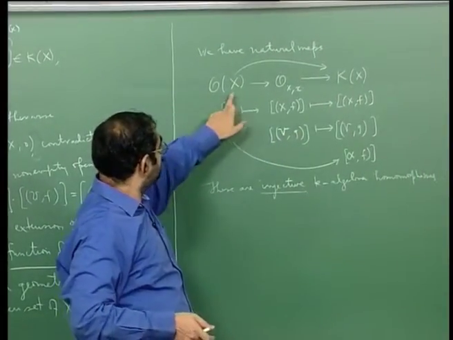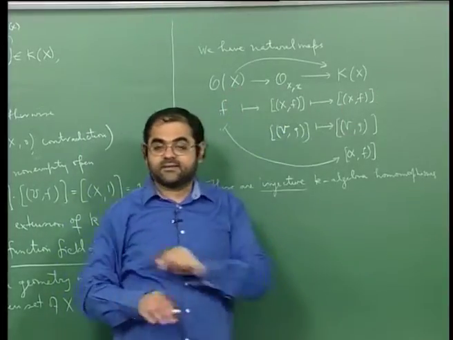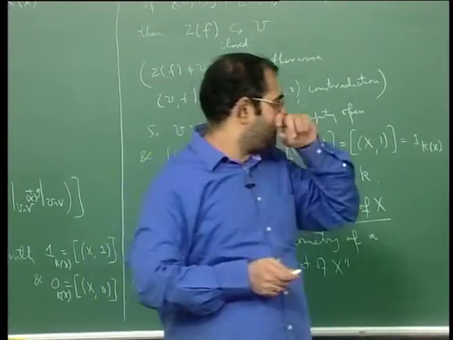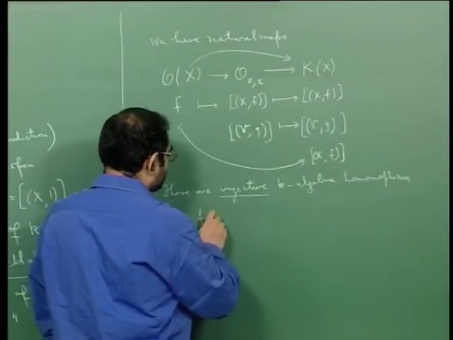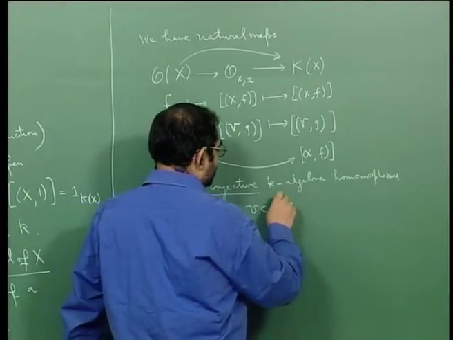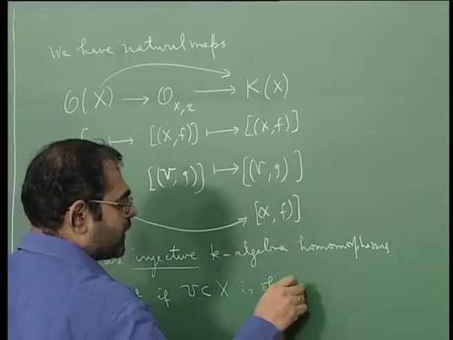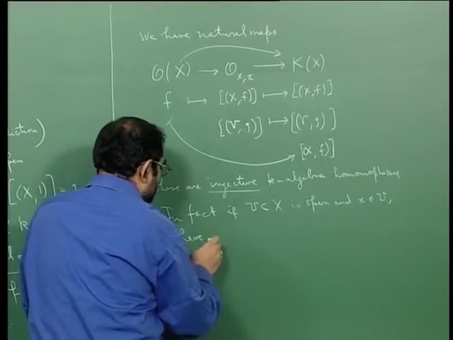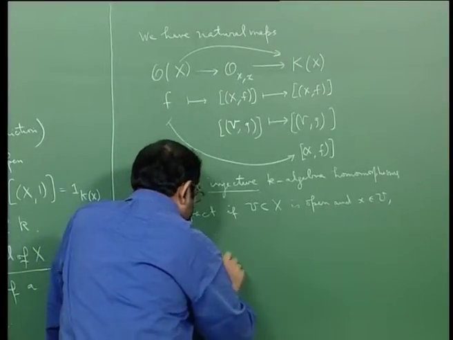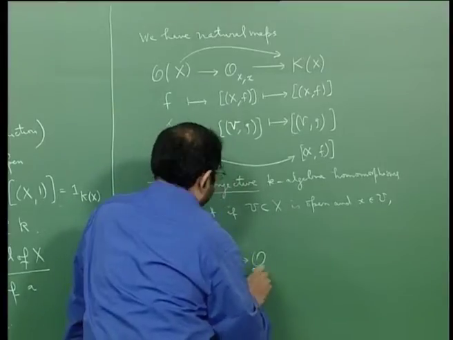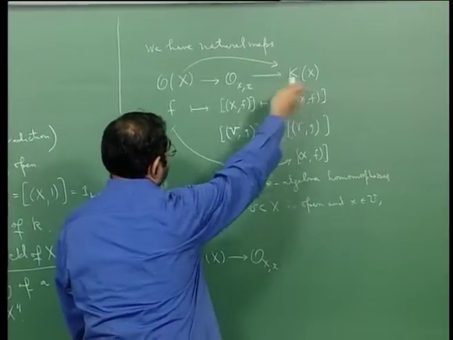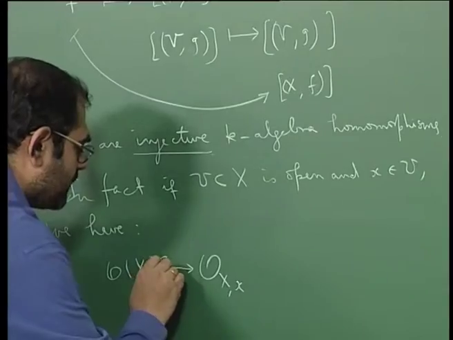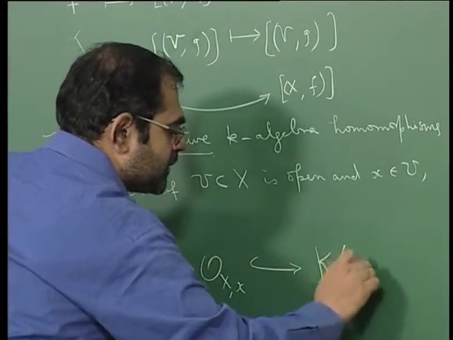Now what I want you to understand is that in all these things nothing will change if I replace X by an open subset U. In fact, if U is an open subset of X and small x is in U, then we have a commutative diagram, we have equalities. At the level of local rings and at the level of function fields you are not going to have any difference. So I'll put a hook arrow saying that you are considering this as subrings.